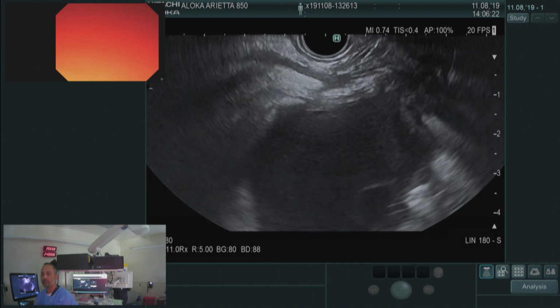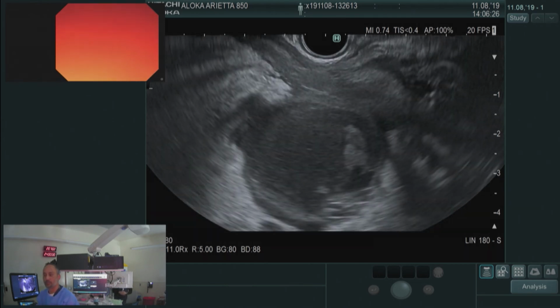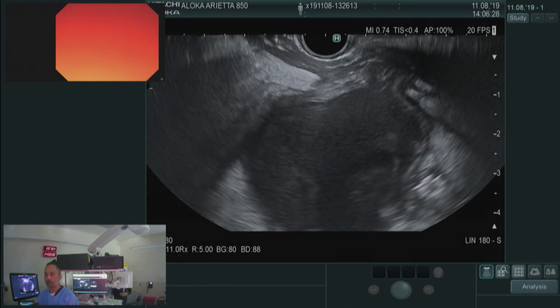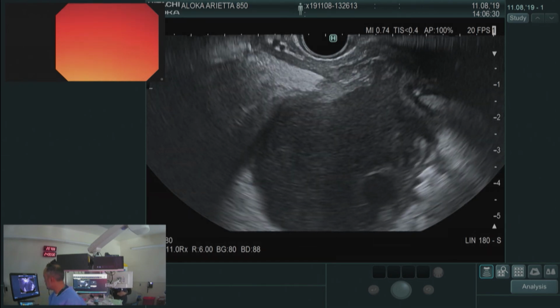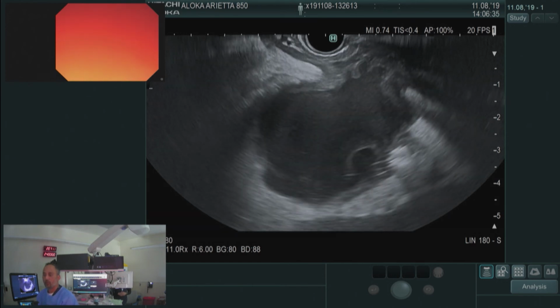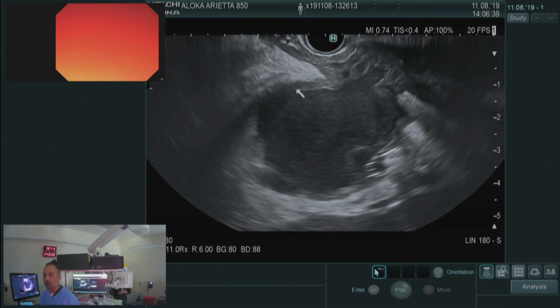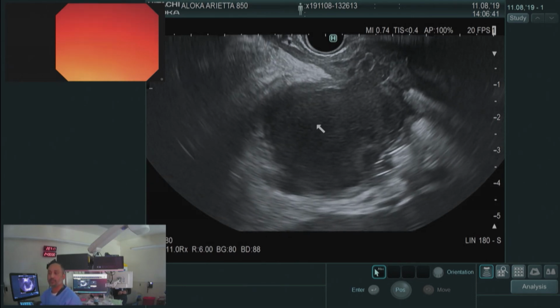Now we see our pseudocyst or walled-off necrosis, and I'm just going to adjust the scope, and here we have our view. So there it comes into view here. A couple of things to note. So number one, we're looking within the cyst itself. We can see hypoechoic debris basically filling up the cyst cavity.